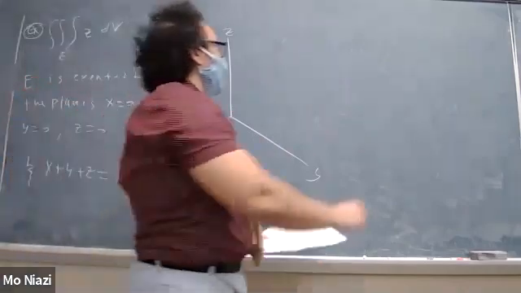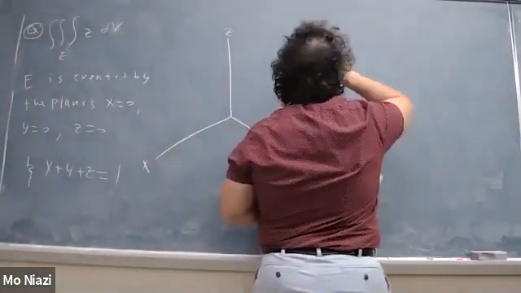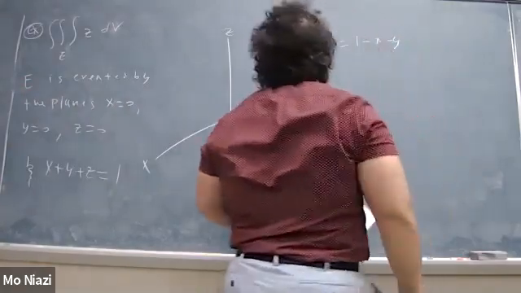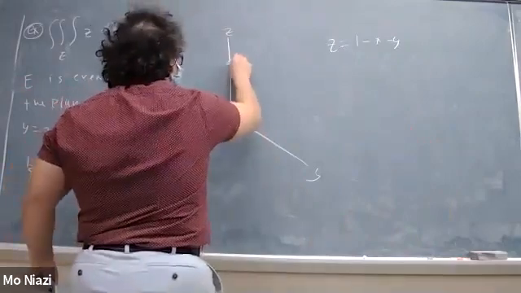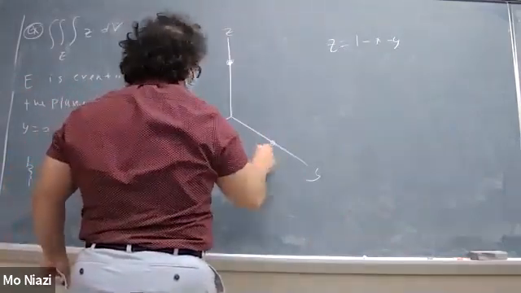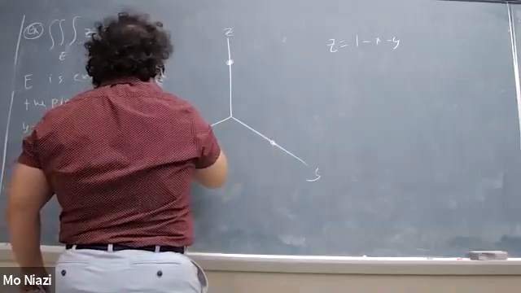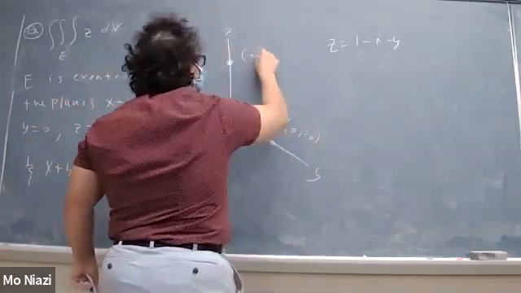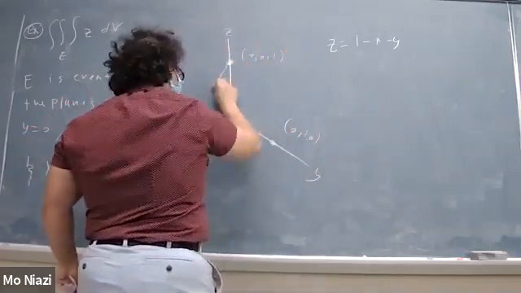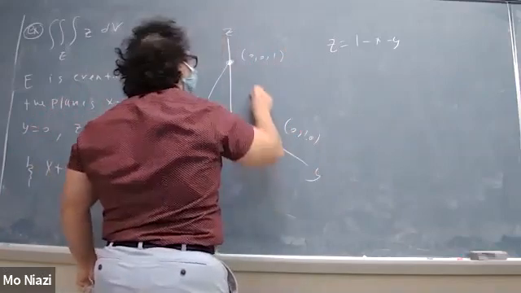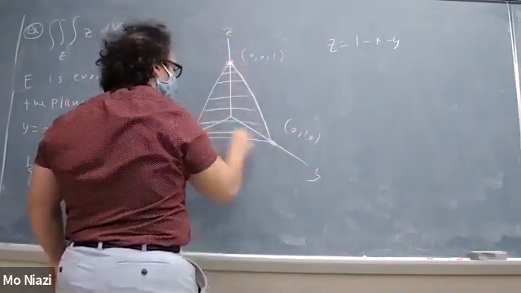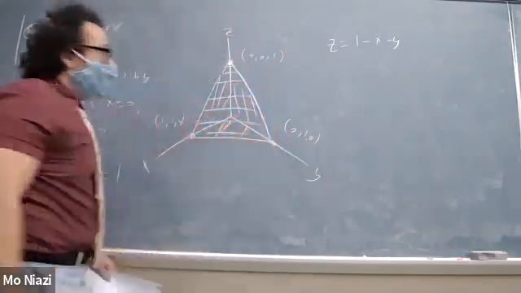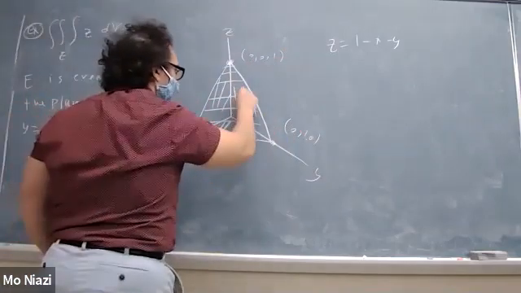Notice that function, when we solve for z to get an expression only in x and y, is 1 minus x minus y. So what we'll get, this is 1, 0, 0, 0, 1, 0, 0, 0, 1, and we get a solid tetrahedron connecting. So it's filled. And this will be our region E.